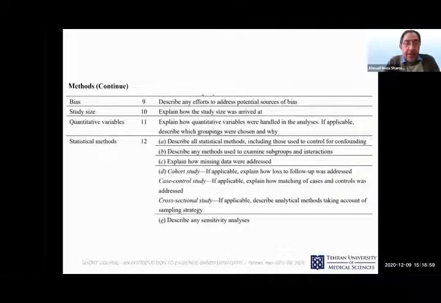The continuation of the methods is about bias. Bias means systematic errors, those errors that make the results overestimated or underestimated. The opposite of systematic errors is random errors, which are different from systematic errors. These systematic errors should be explained in the study, and the authors should write how they corrected or eliminated the systematic errors from the study.